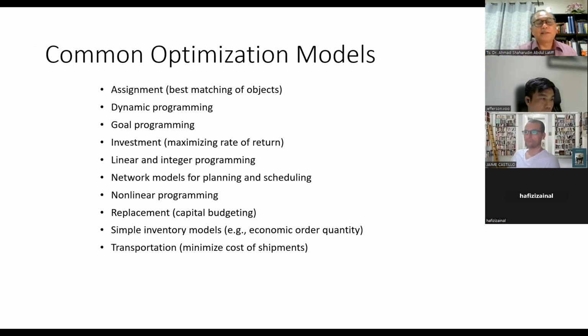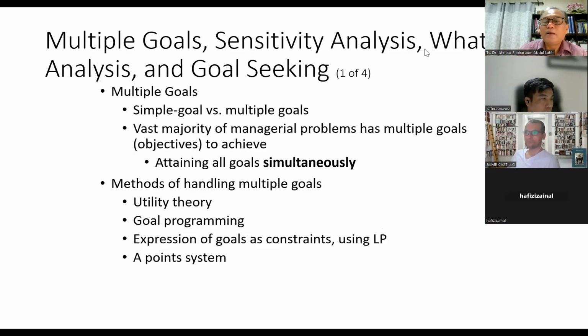And then common optimization models: assignment, when you assign things; dynamic programming, goal programming, investment, linear and integer programming, network models, non-linear programming, simple inventory model or economic order quantity. For economic order quantity, I don't remember the formula, but there is a costing formula. Those who learn cost accounting, there is a formula. And then they will have multiple goals, simple goal versus multiple goal. The vast majority have multiple goals.